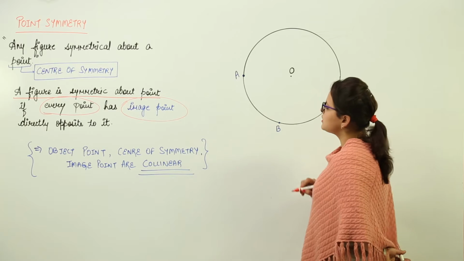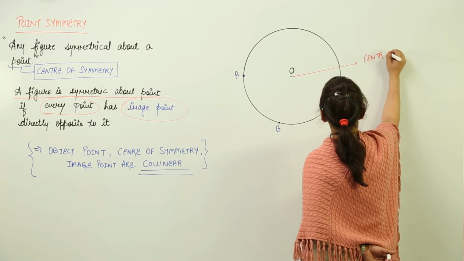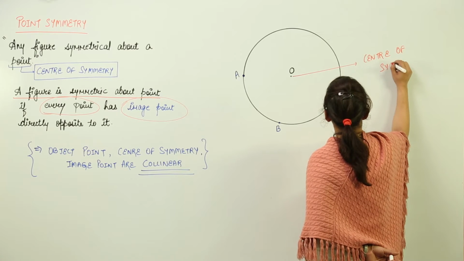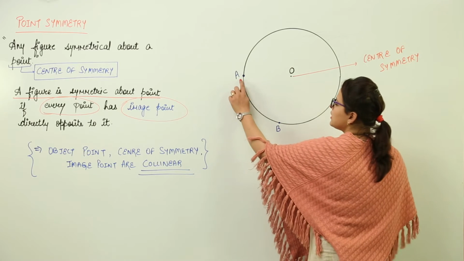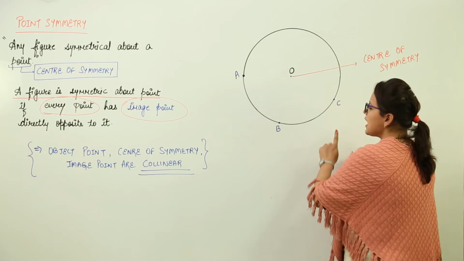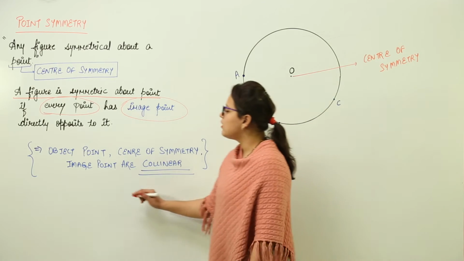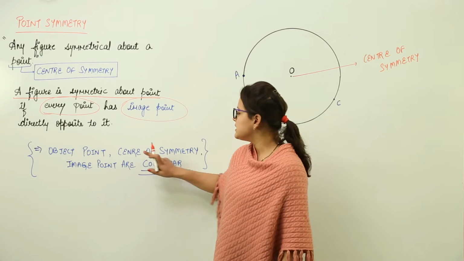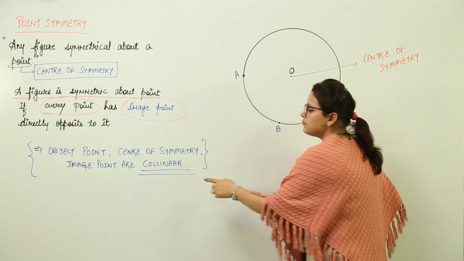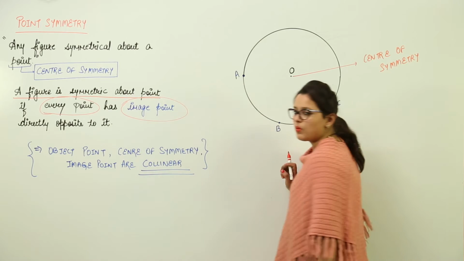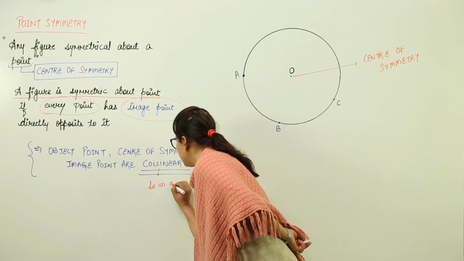This is the center of the circle. I am saying that this is the center of symmetry, so I am calling this the center of symmetry. Now consider A, B and C as the 3 points, the object points. We will conclude that the object point, the center of symmetry and the image point that will be formed are going to be collinear. Collinear means they are going to lie on one line.